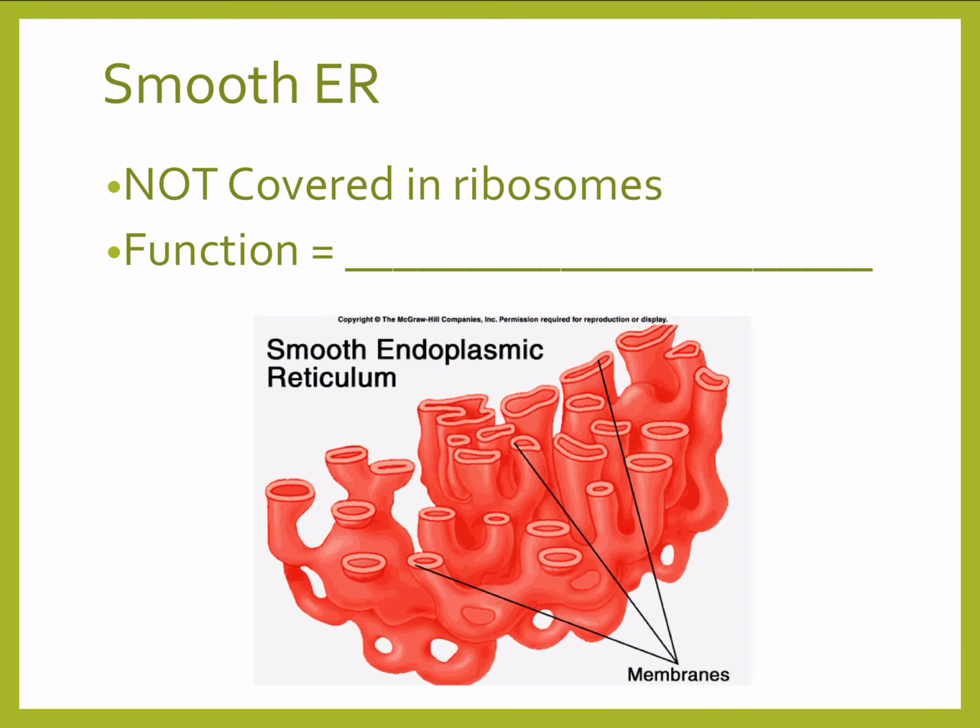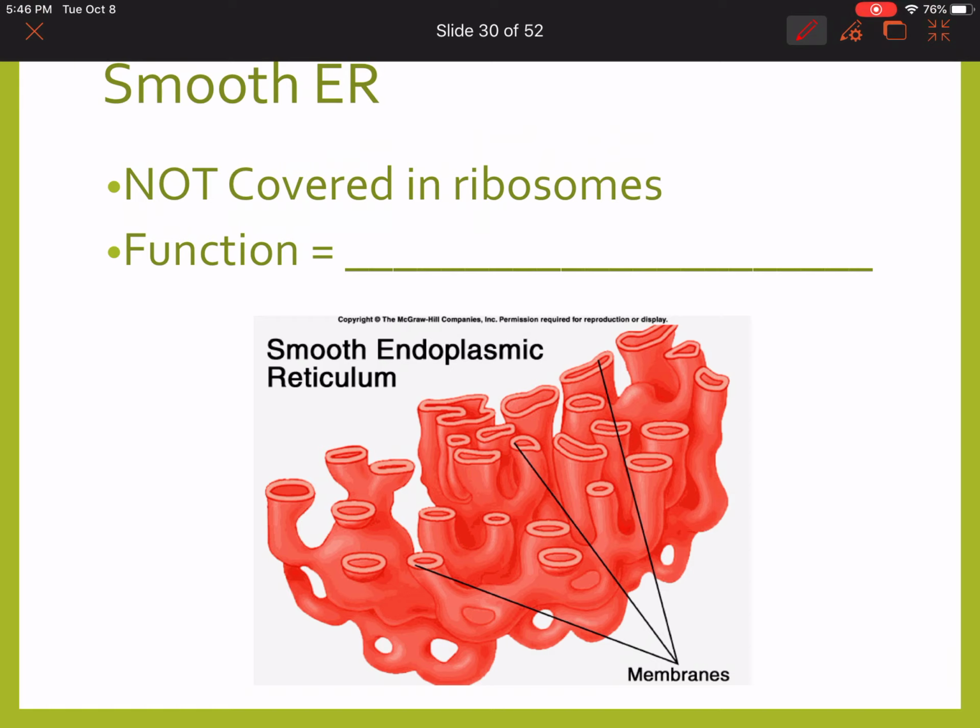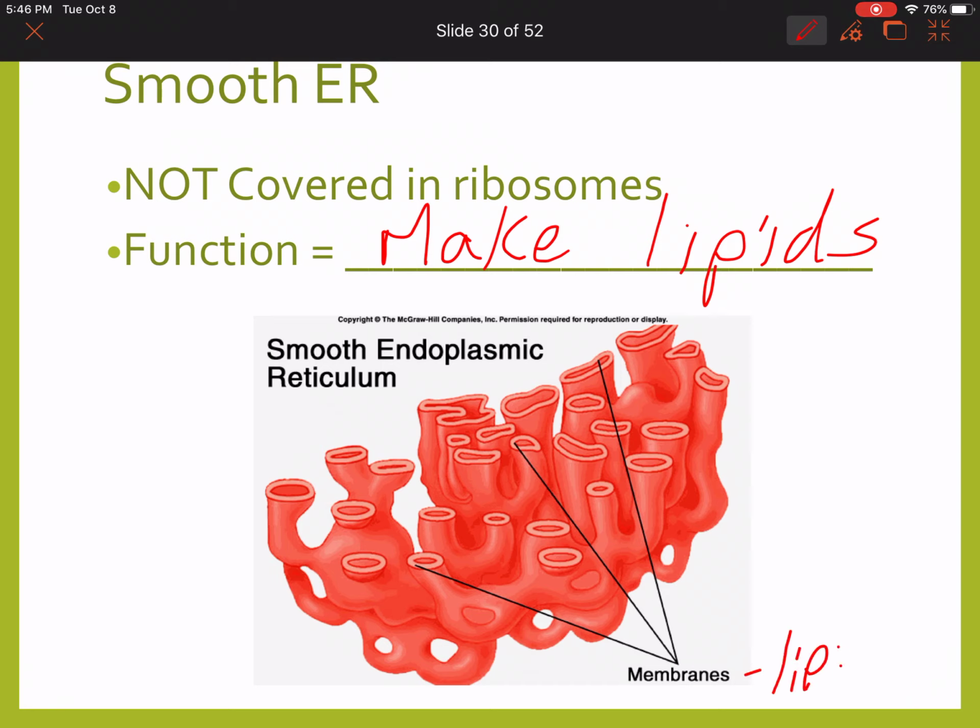So, do you think the smooth ER makes proteins? Can't. Doesn't have any ribosomes. It has to make something else. It's going to make lipids. It makes fat and oil because all it is membranes. Remember, membrane is lipids. So it just makes more of it.